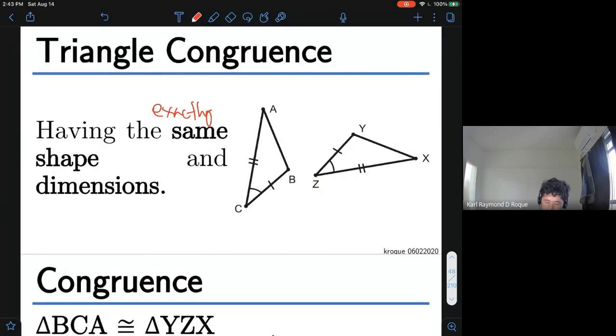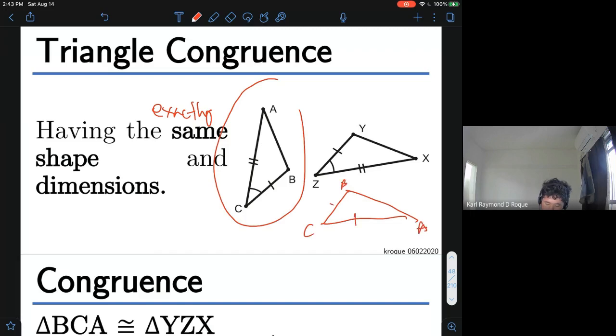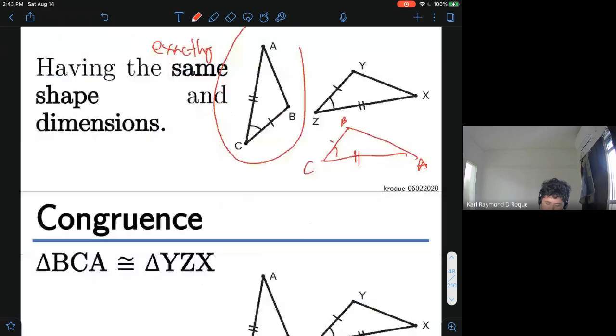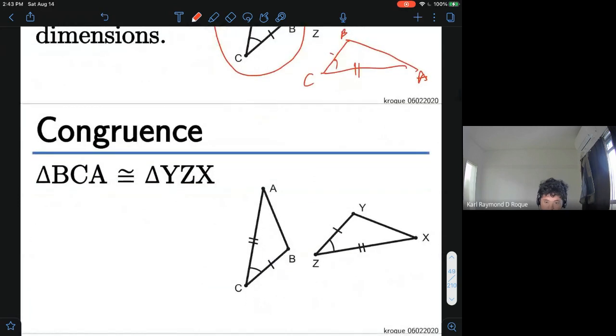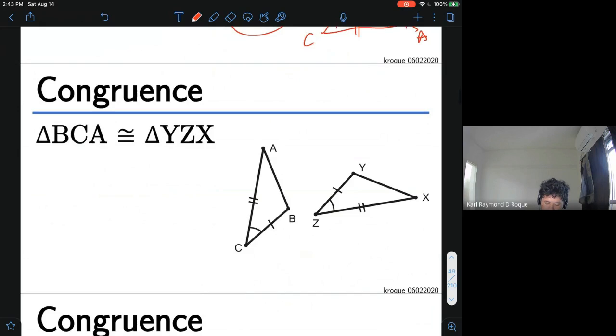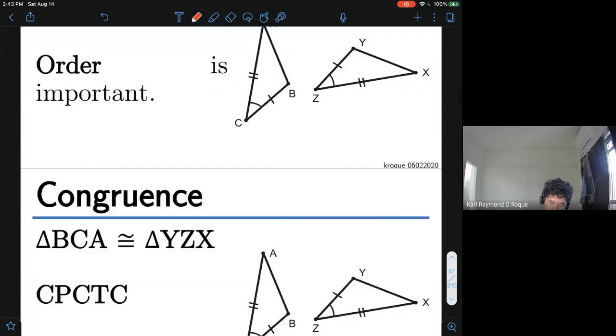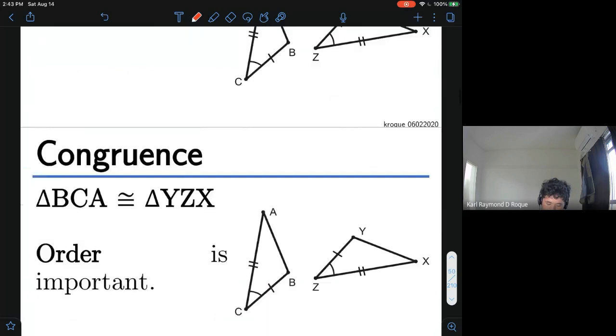No? So example, pag inikot ko to, inikot tsaka finlip ko. Yan. CBA. Yan, congruent sila. So as we see here, ito yung naming. Important yung order. No?